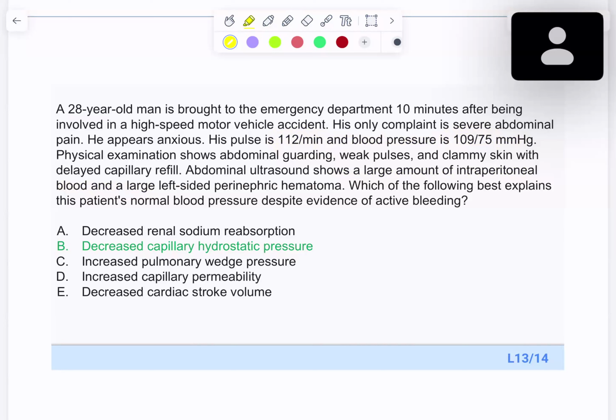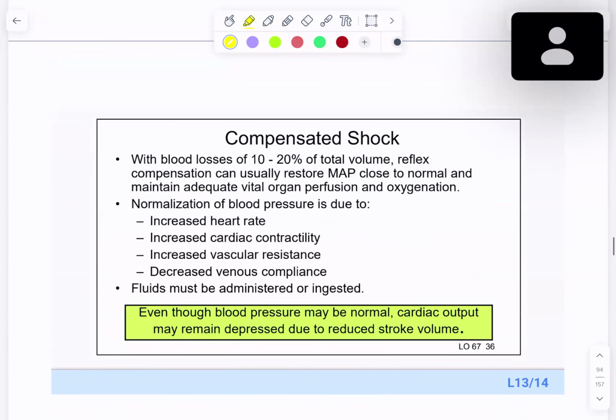He has clammy skin, weak pulses, he's bleeding internally. This is shock. Excellent. This is hypovolemic shock since he is losing blood, but the specific kind of shock he's in is compensated shock, right? Because his vital signs are for the most part normal. And the reason why is because we have increased vascular resistance, right?